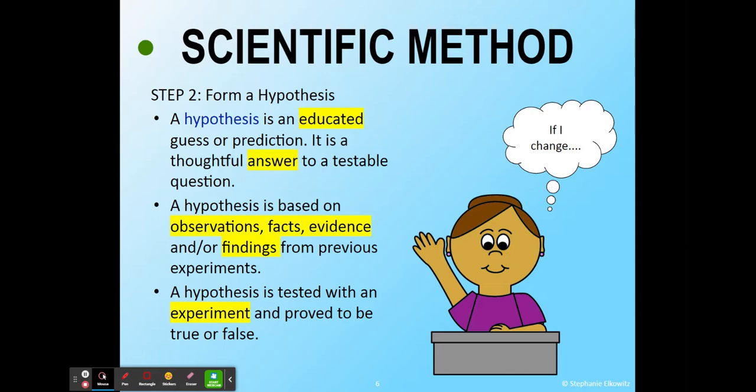A hypothesis is based on observations, facts, evidence, and or findings from previous experiments. So we kind of build our hypothesis based on knowledge that we have from other things that we or other people have done, right? And then finally, we test a hypothesis with an experiment to prove that our hypothesis is true or false, whether we are correct or incorrect. So go ahead, finish filling in your fill-ins.